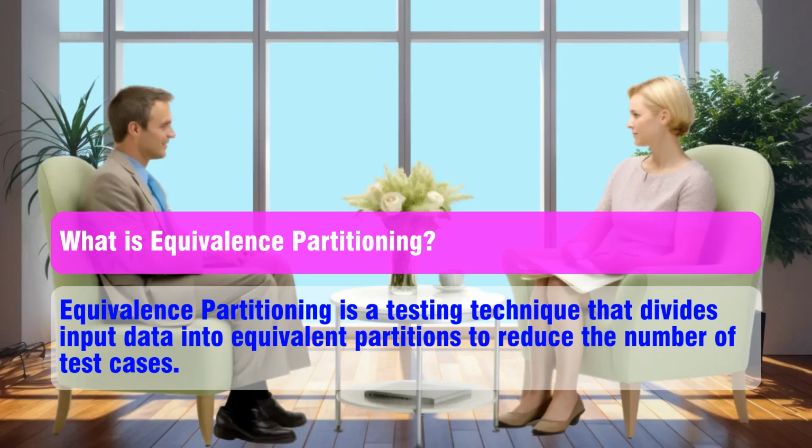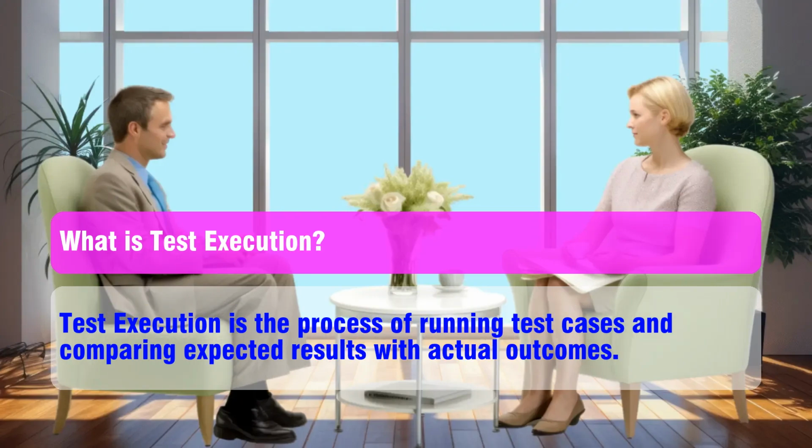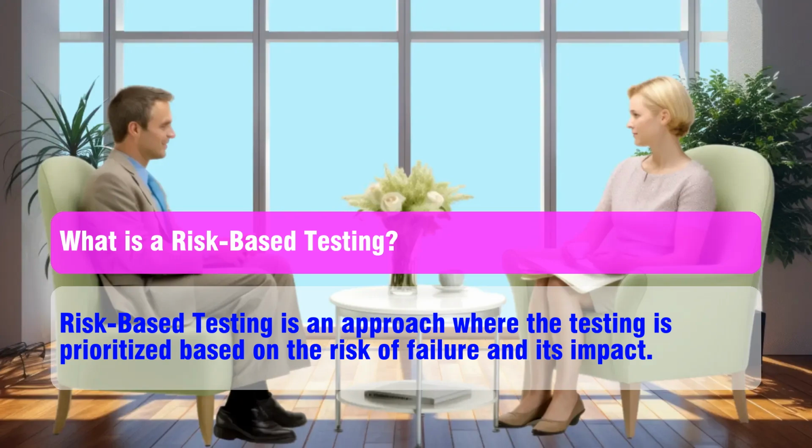What is test execution? Test execution is the process of running test cases and comparing expected results with actual outcomes. What is a risk-based testing? Risk-based testing is an approach where the testing is prioritized based on the risk of failure and its impact.